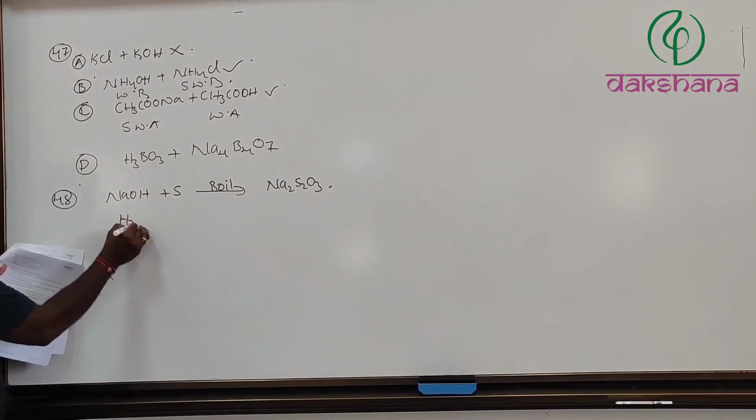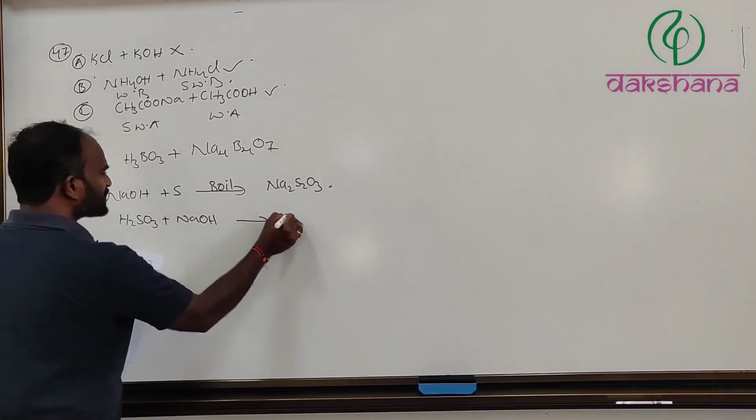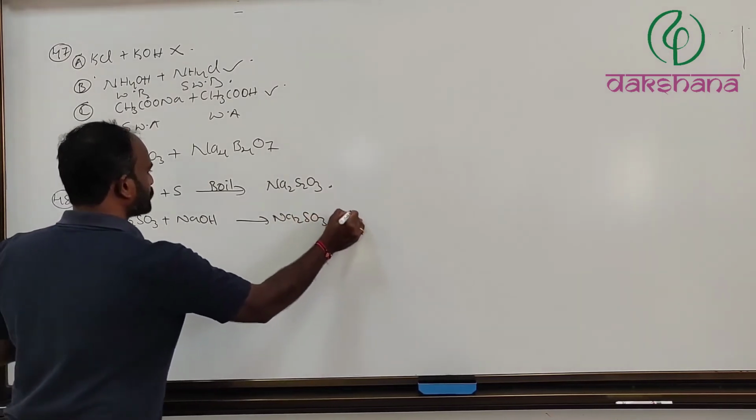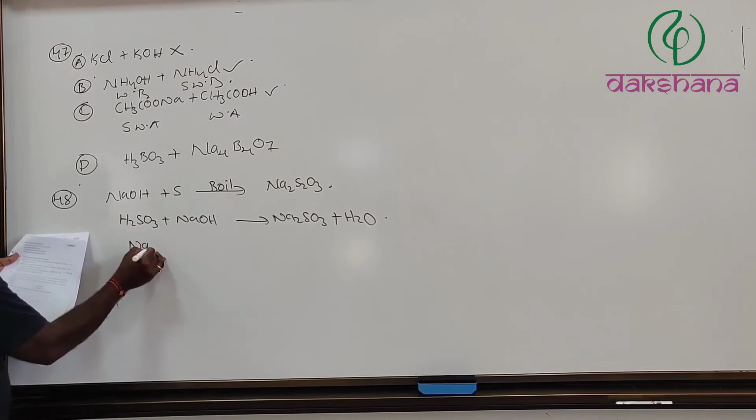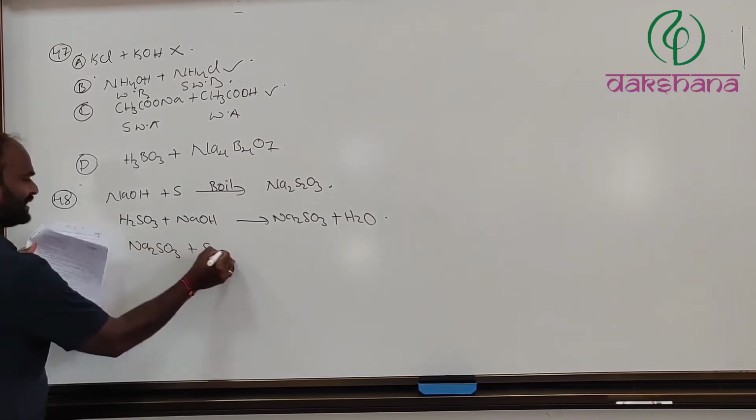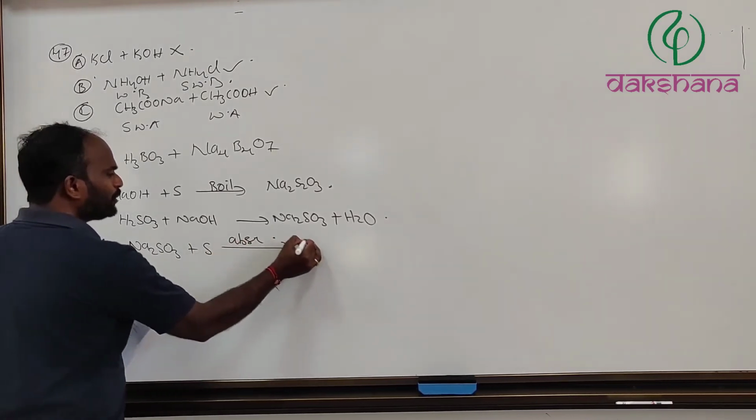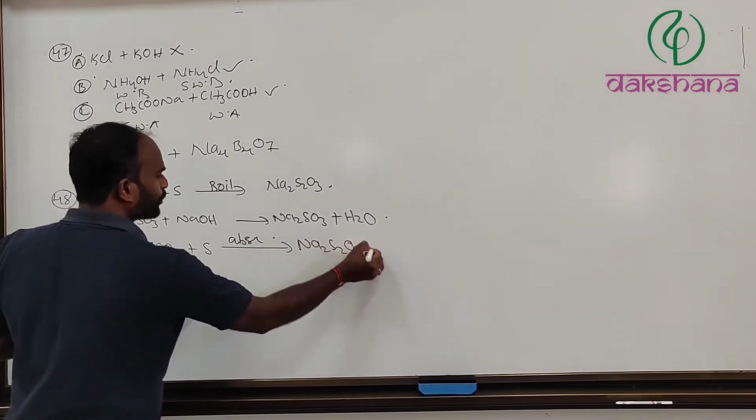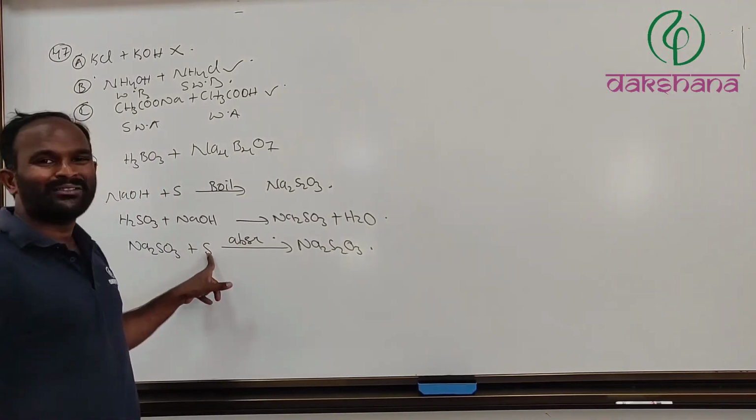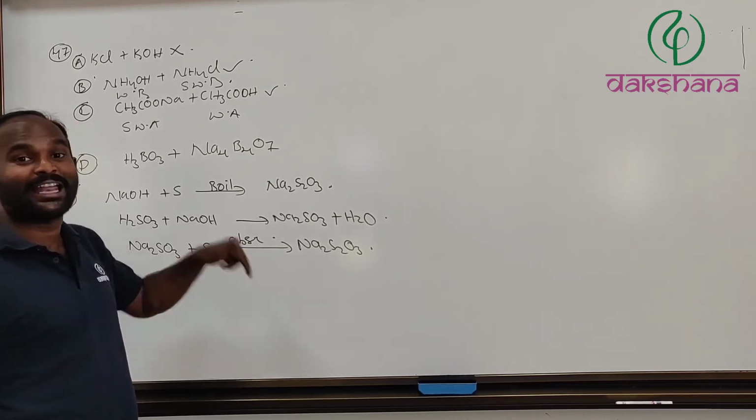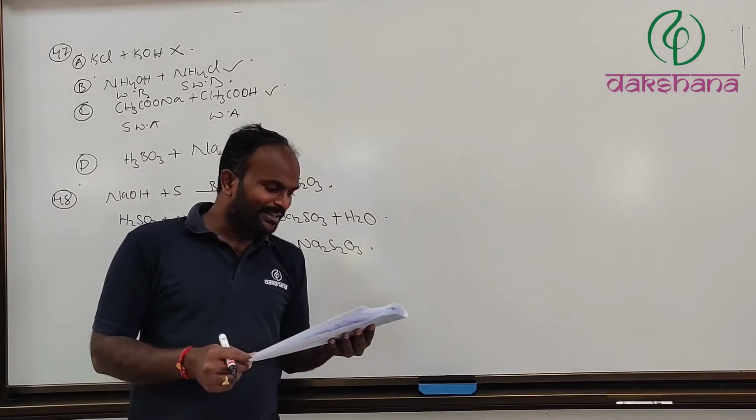Neutralization of H2SO3 along with NaOH produces Na2SO3 plus H2O. It's an acid-base reaction. It does not produce Na2S2O3. Boiling of Na2SO3 along with S in the absence of air is going to produce Na2S2O3. Surely it can produce. Don't forget, if it is in the presence of air, sulfur will combine with oxygen and it is going to produce sulfur dioxide rather than sodium thiosulfate. So let's not forget that one.